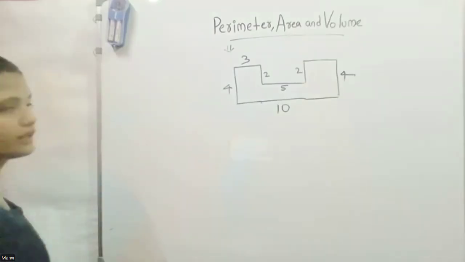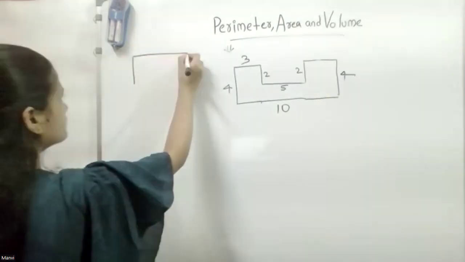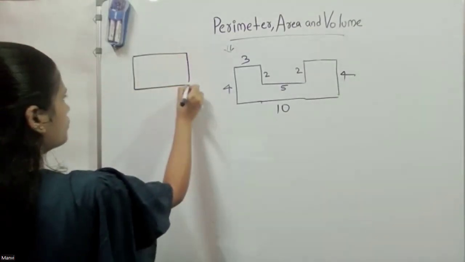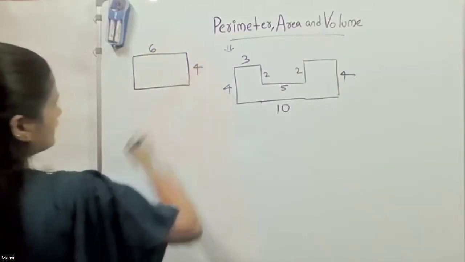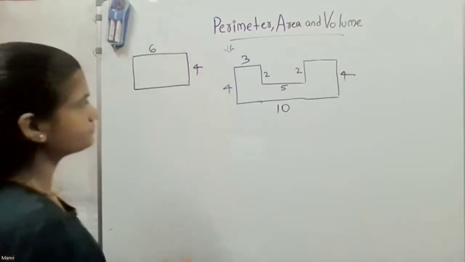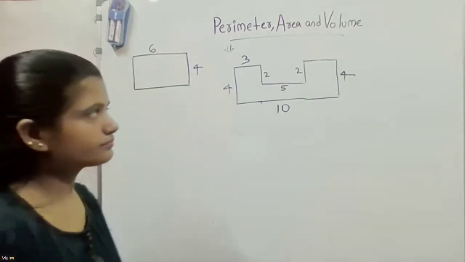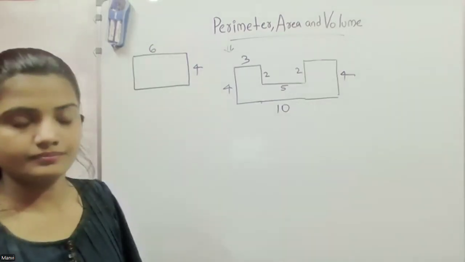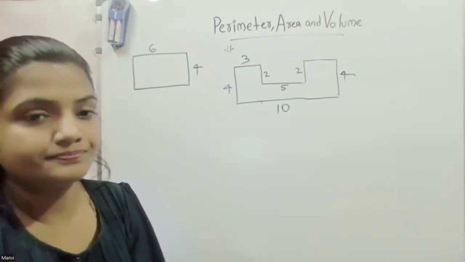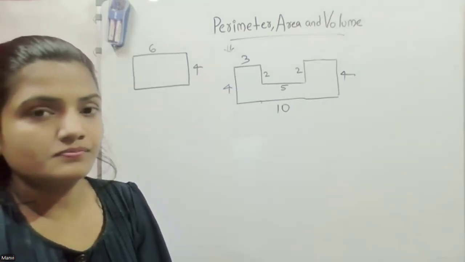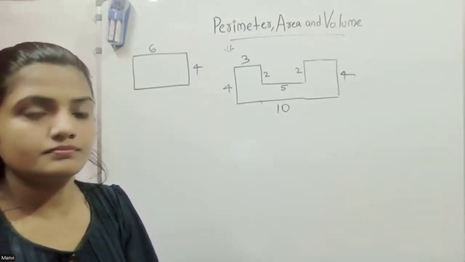It's okay. Now you have this rectangle whose length is 6 and width is 4. Calculate the perimeter of this rectangle. Question 2. It's a rectangle. 6, 4, 6, 4. That's what you have to figure out, the perimeter.